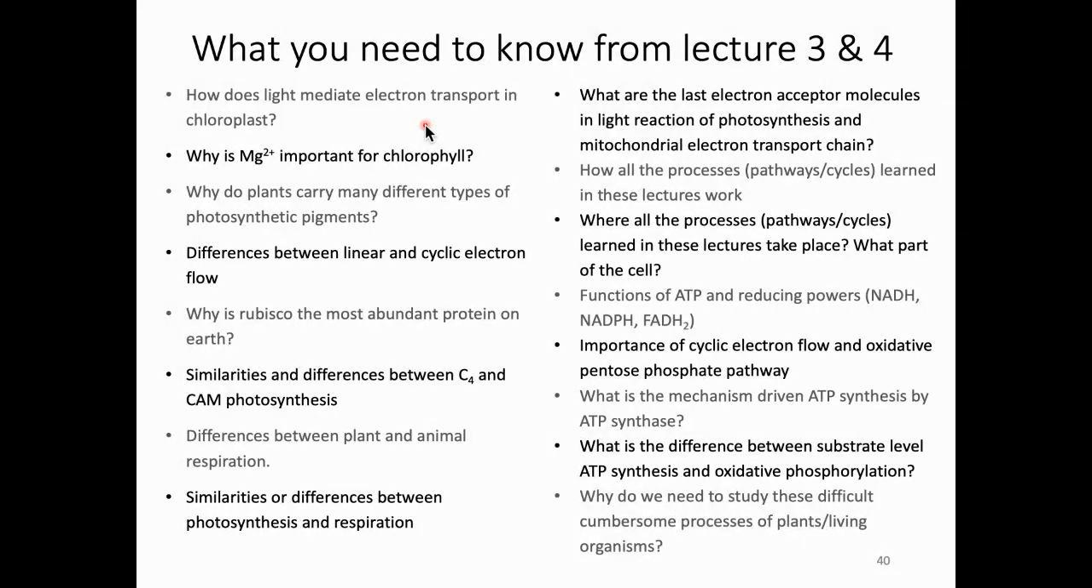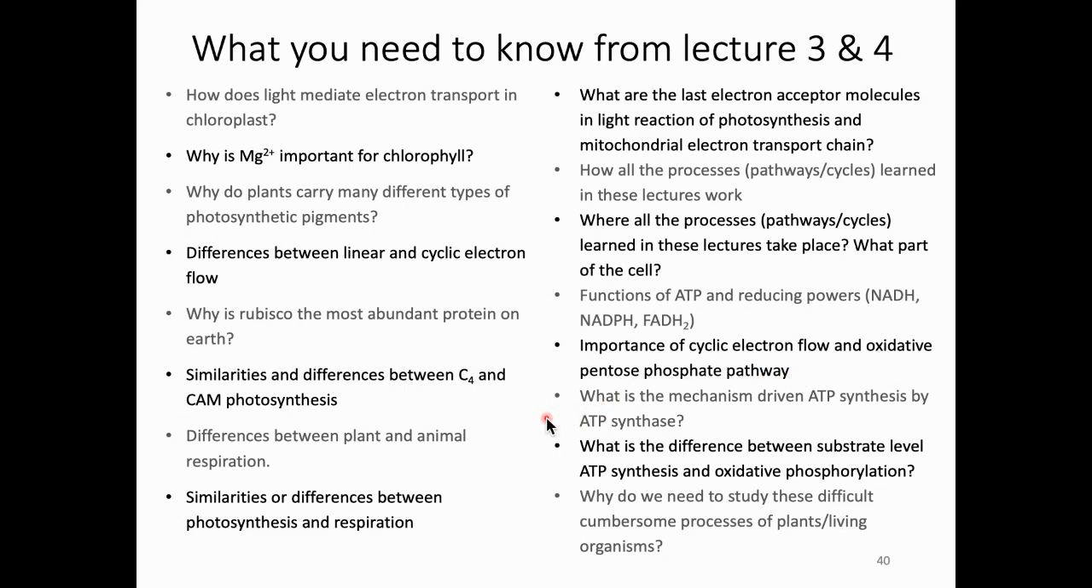Importance of cyclic electron flow and oxidative pentose phosphate pathway. I can tell you that the oxidative pentose phosphate pathway produces NADPH but does not produce ATP. For cyclic electron flow, you produce NADPH as well, but do not... No, it's the opposite. Cyclic electron flow produces only ATP but not NADPH. See, I can miss the point. So here I give you an answer already because it's quite difficult for you guys to figure out.